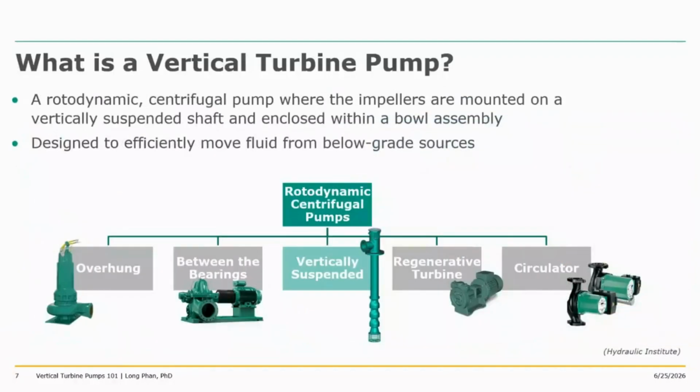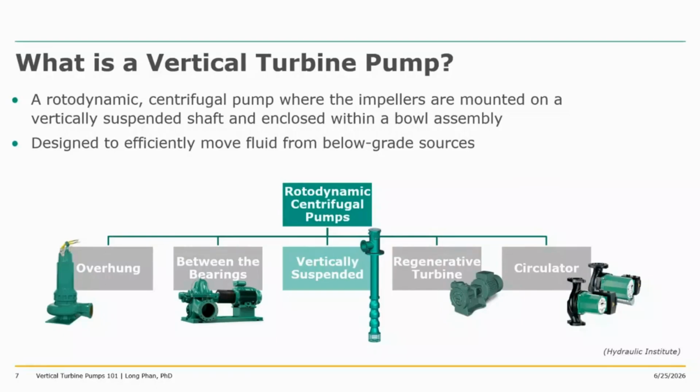So first things first, let's define what a vertical turbine pump is. According to the Hydraulic Institute, which is a very prestigious agency for the pump industry, a vertical turbine pump is a vertically suspended pump within the rotodynamic centrifugal pump family. In this centrifugal pump family, you have other cousins like overhung, between the bearings, regenerative turbine, and circulator.